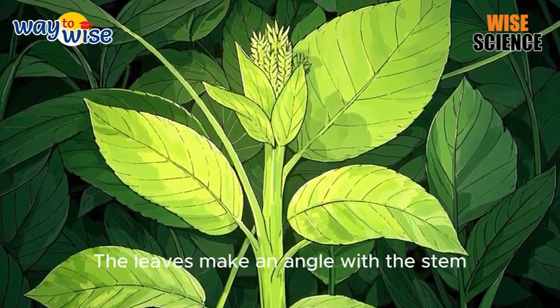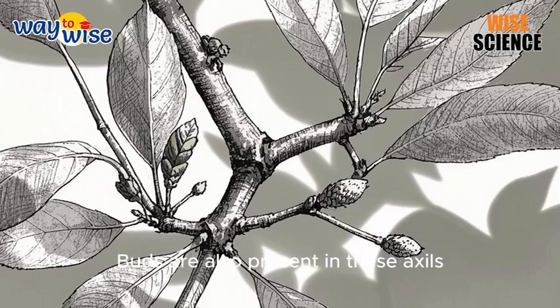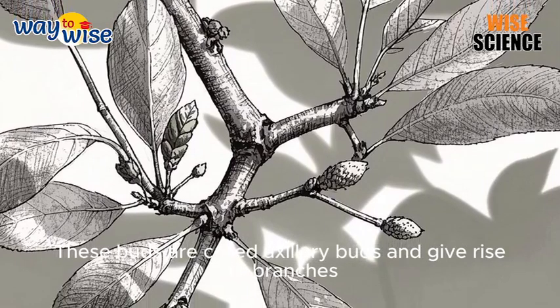The leaves make an angle with the stem. This angle is known as the axil. Buds are also present in these axils. These buds are called axillary buds and give rise to branches.